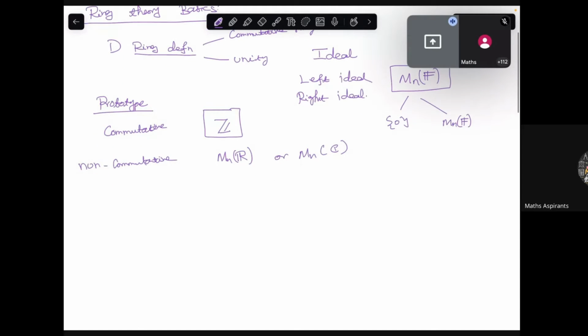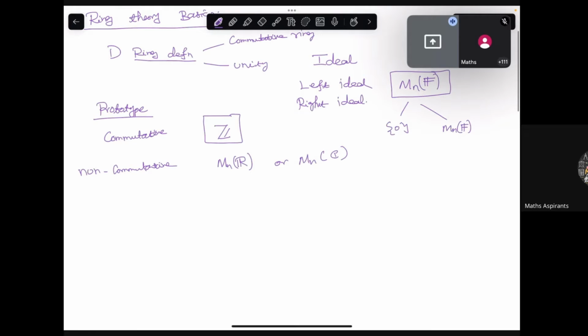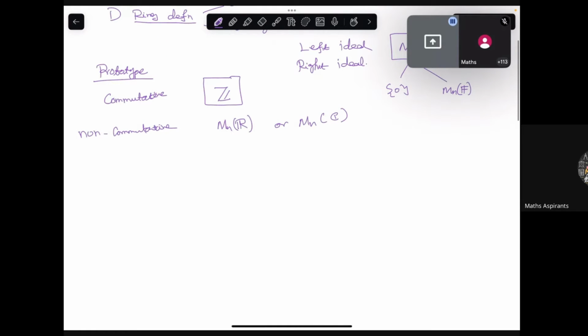So first, I'm not going to deal with the basic things. First, I'm going to give you certain examples. Z is an example of a ring. In the finite setup, Zn is an example. What is Zn? Z over nZ, and n belongs to natural numbers union 0. So these are the very prototypical examples. When n equals 0, this is again Z.